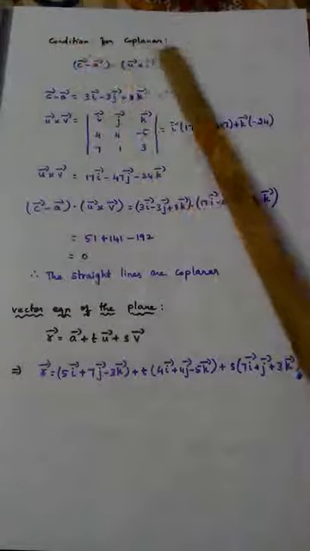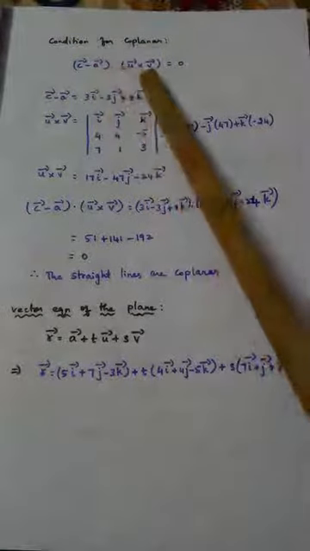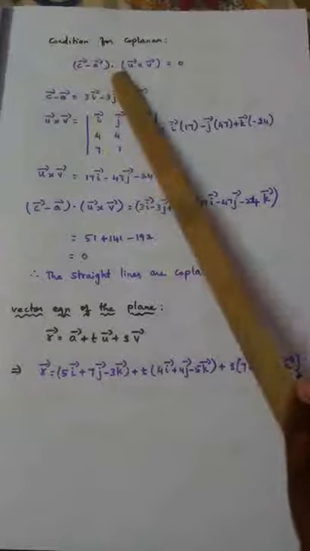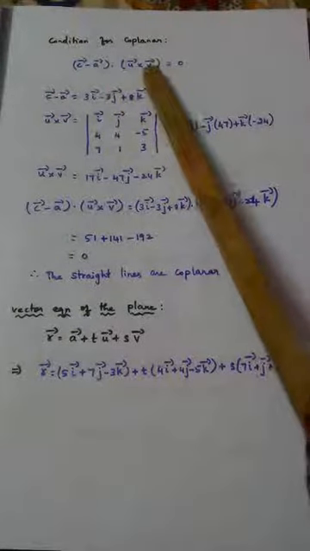Condition for coplanar is (c vector minus a vector) dot (u cross v) equal to 0. So this is the vector condition for proving two lines to be coplanar. What is c? Second point minus first point. U and v are the parallel vectors.